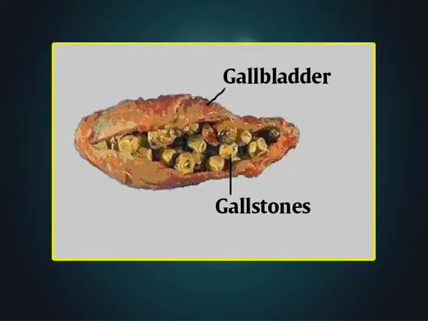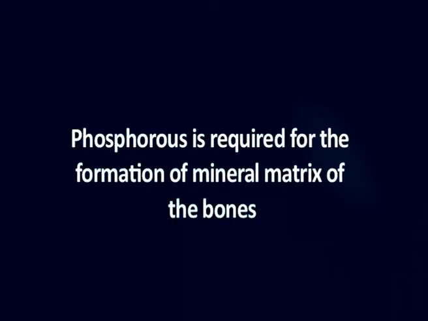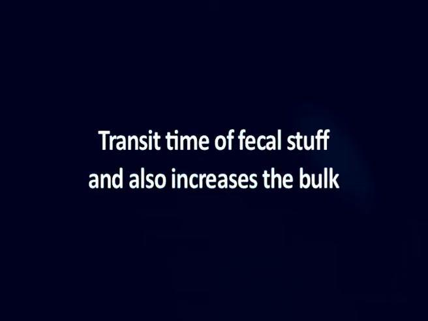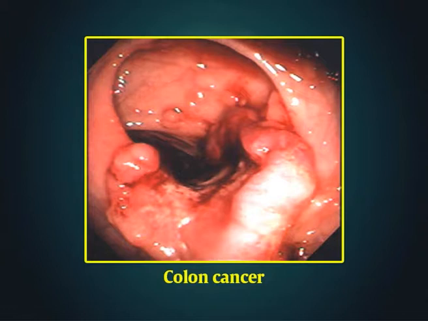Barley's rich content of insoluble fiber helps protect women against the formation of gallstones. It's also rich in phosphorus, which has an integral part in the formation of body cell structure. Phosphorus is required for the formation of the mineral matrix of the bones. Barley helps in maintaining healthy intestines. It helps in decreasing the transit time of fecal matter and also increases the bulk. As a result, the risk of colon cancer and hemorrhoids is reduced to a considerable extent.